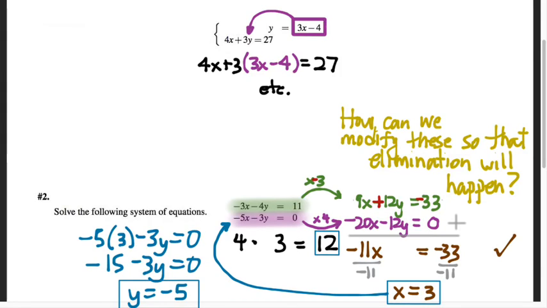This is probably an example of the most work that you would have to do in an elimination problem. Some elimination problems are already set up for just adding immediately. Most are not. And so this process of balancing is typical of what you'll have to do in most problems where you use the elimination method.